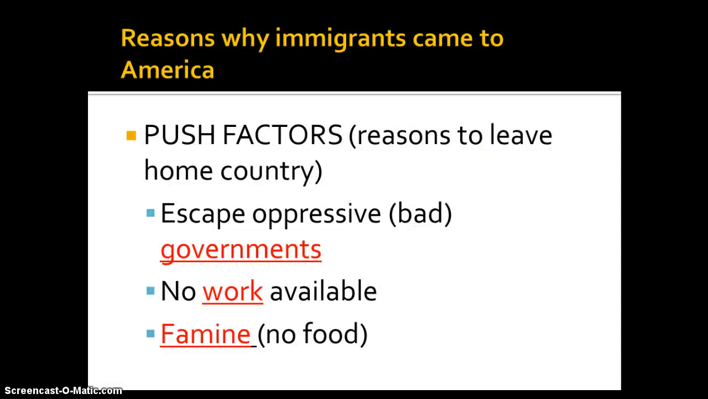So, some push factors, or reasons why immigrants came to America. Many of them wanted to escape oppressive governments. Oppressive is another way of saying bad or cruel governments. There was no work available in their countries, or famines occurred. When a famine occurs, that means there's no food available.